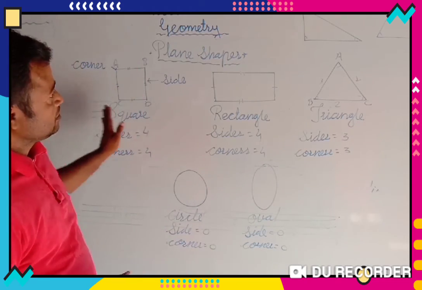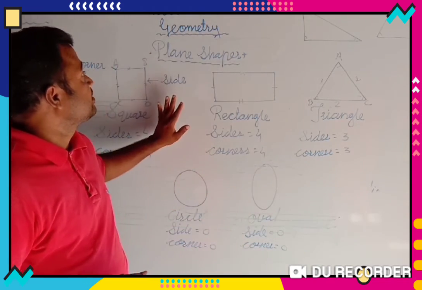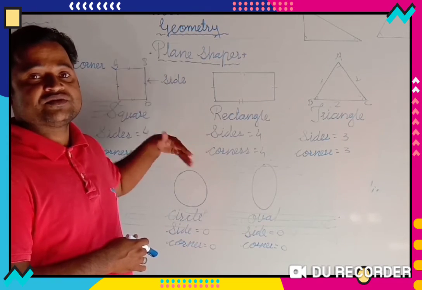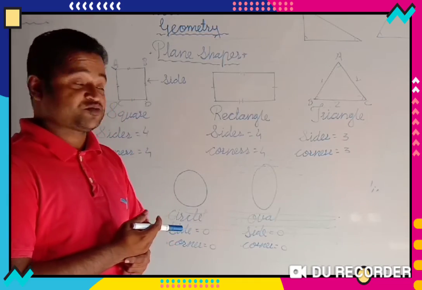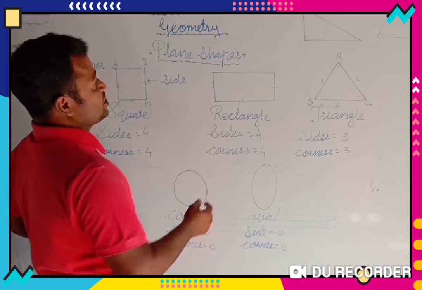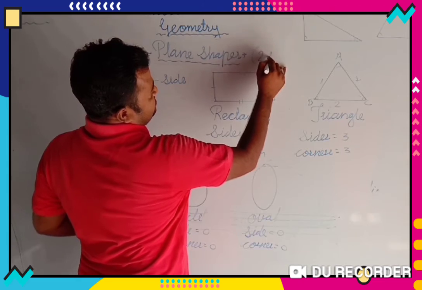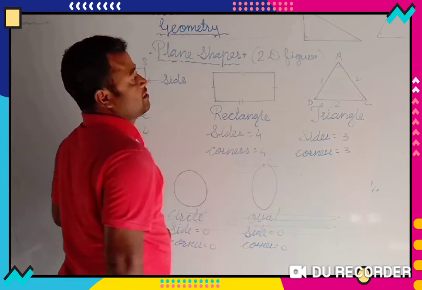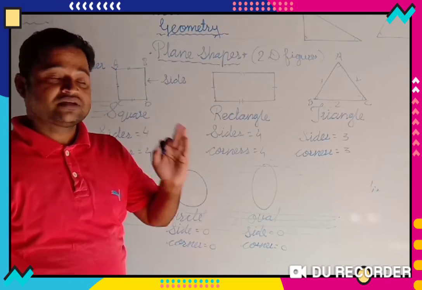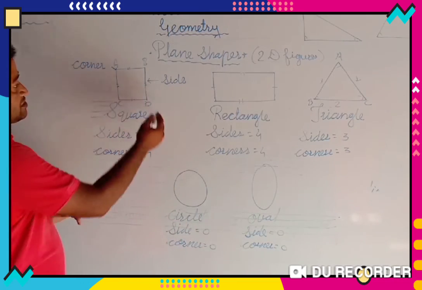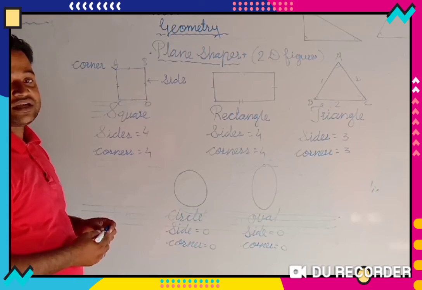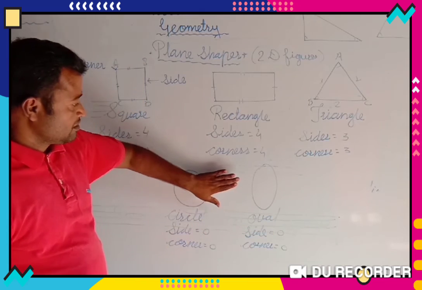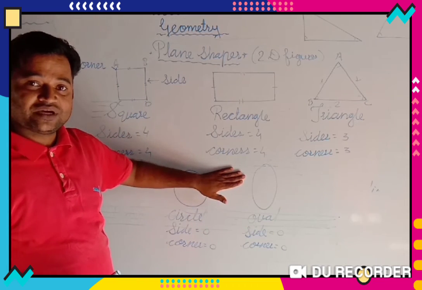Right? So today it is sufficient with the plane shapes. When we come together next period, we'll proceed with the solid shapes, that is 3D shapes. My dear kids, these plane shapes are also called 2D figures, 2-dimensional figures. Now what are the dimensions? Sides and corners. These are the dimensions of these plane shapes. Understood? Thank you and have a nice day.